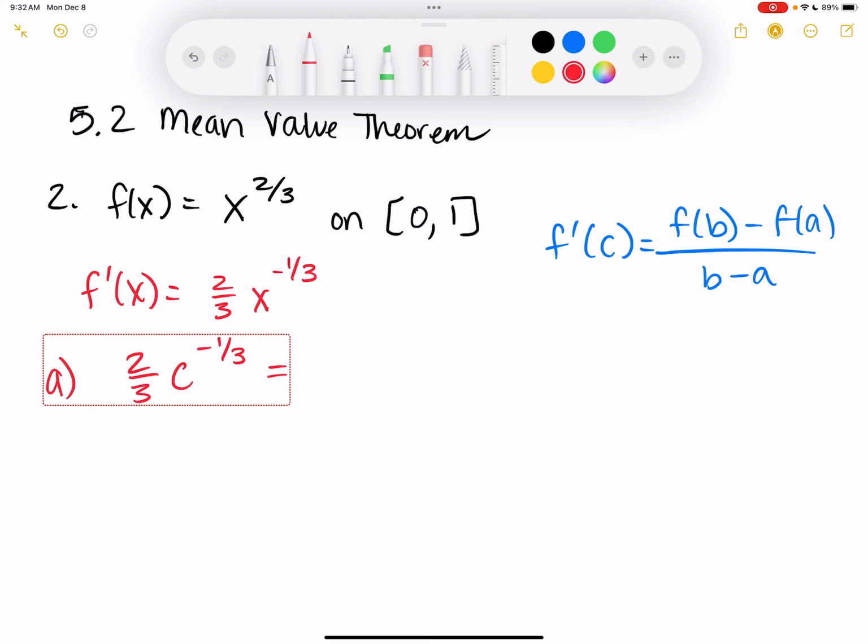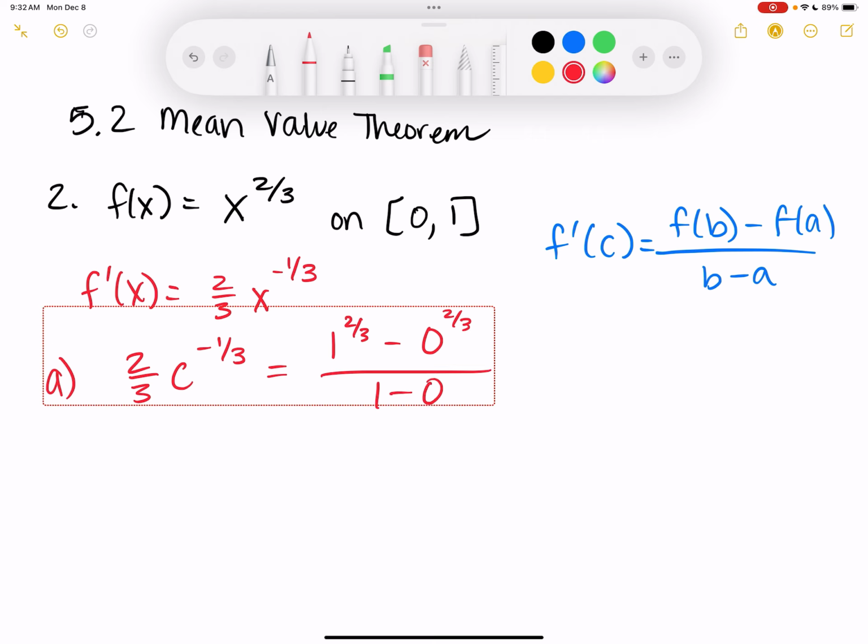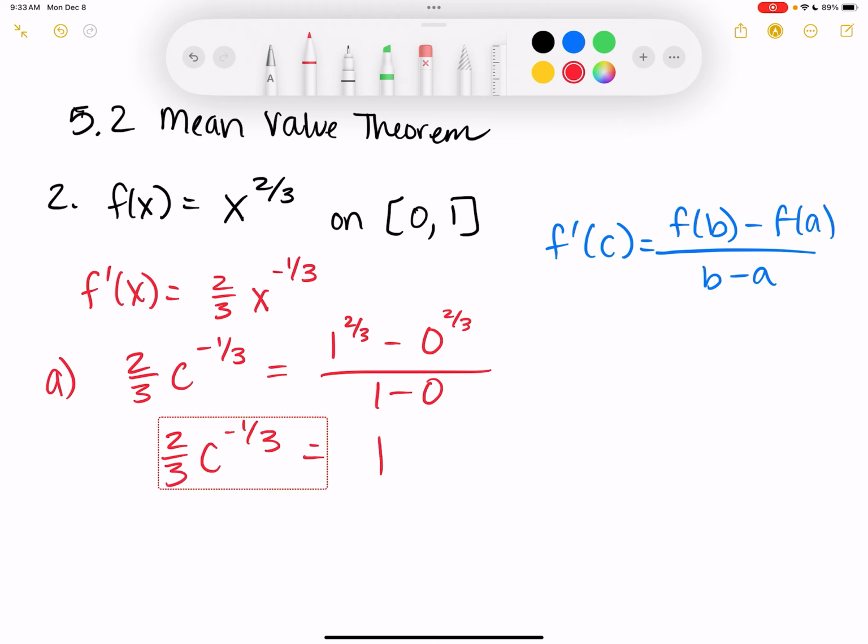So basically we end up with, just so that we can see it, 1 to the 2/3 minus 0 to the 2/3 over, the bottom is just 1 minus 0. Ordinarily I would just write it as 1. So I have 2/3 c to the negative 1/3 is equal to 1. Multiply by 3/2, so c to the negative 1/3 is equal to 3/2.